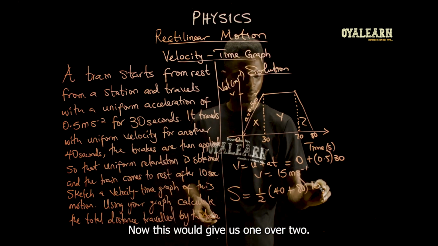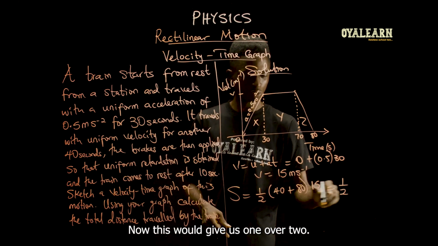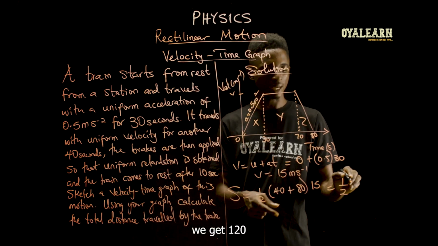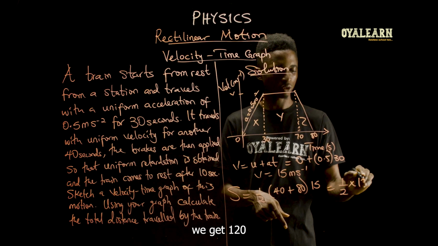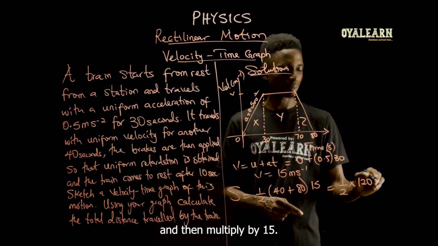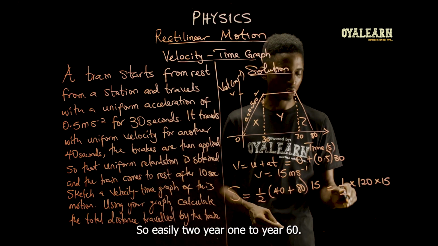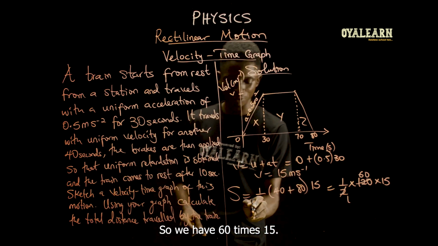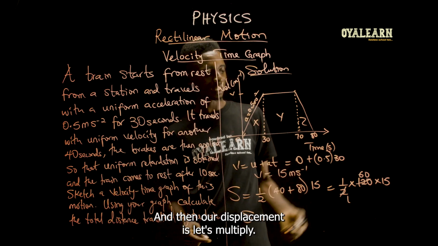Now this would give us 1 over 2. Now when we add this, we get 120 and then multiply by 15. So easily 2 here 1, 2 here 60. So we have 60 times 15, and then our displacement is, let's multiply.